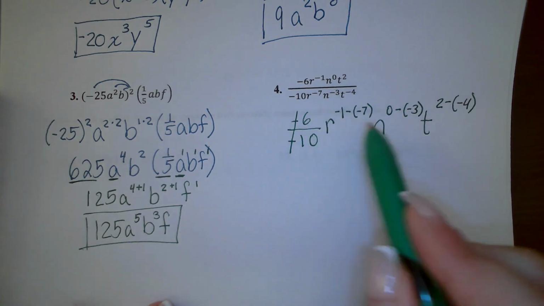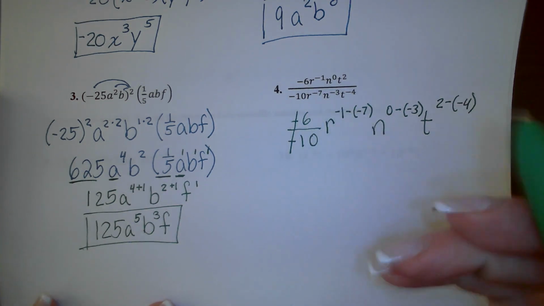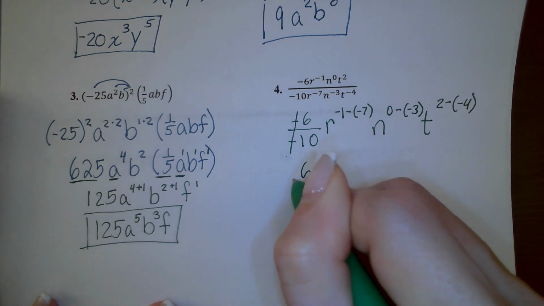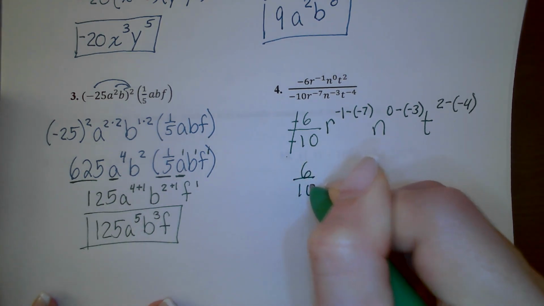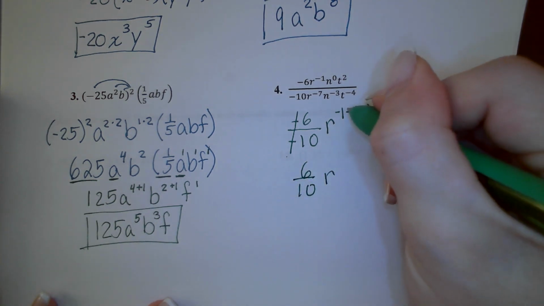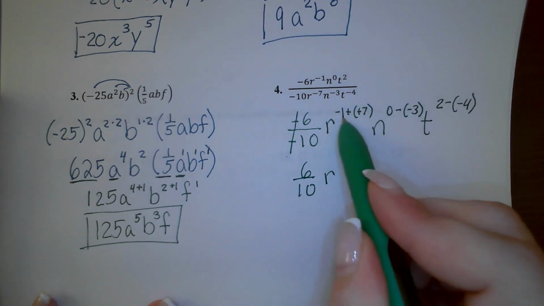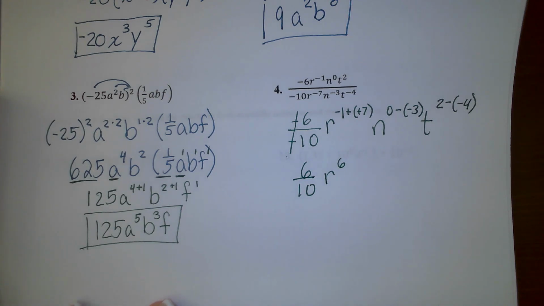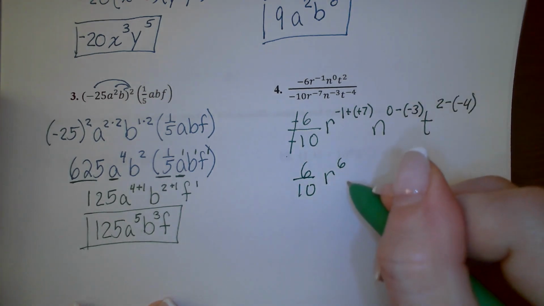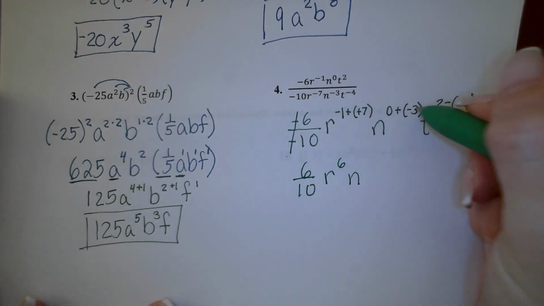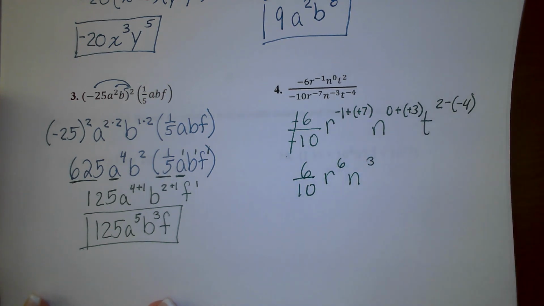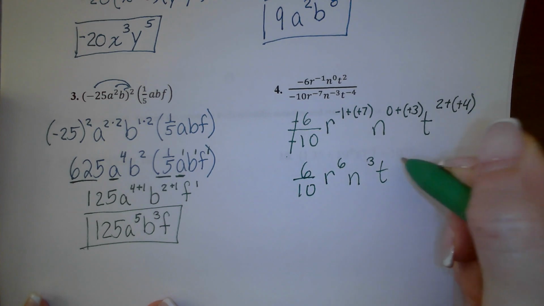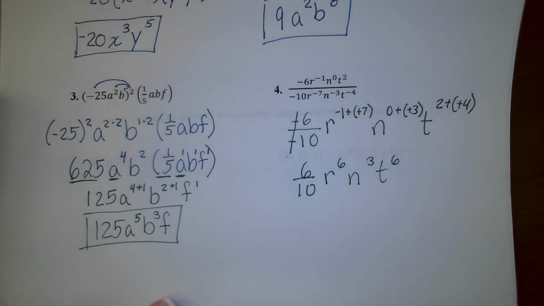First, rewrite it with your subtraction. Now, when we do that, those negatives cancel out. We get 6 over 10. r, negative 1 plus 7 is 6. So r to the 6th. n, 0 plus 3 is n cubed. And t, 2 plus 4 is 6.